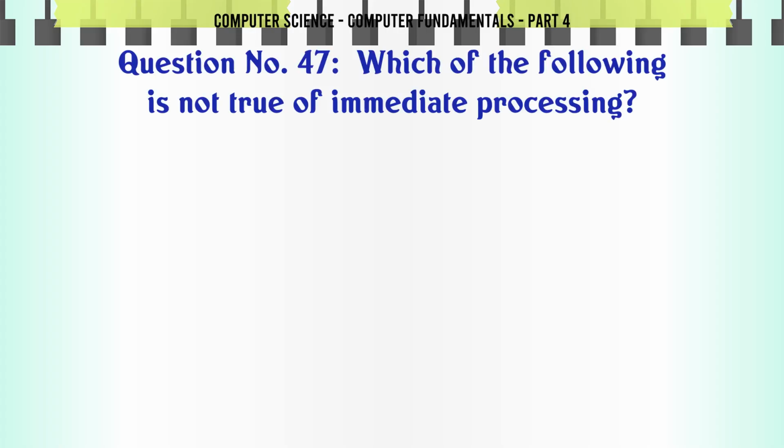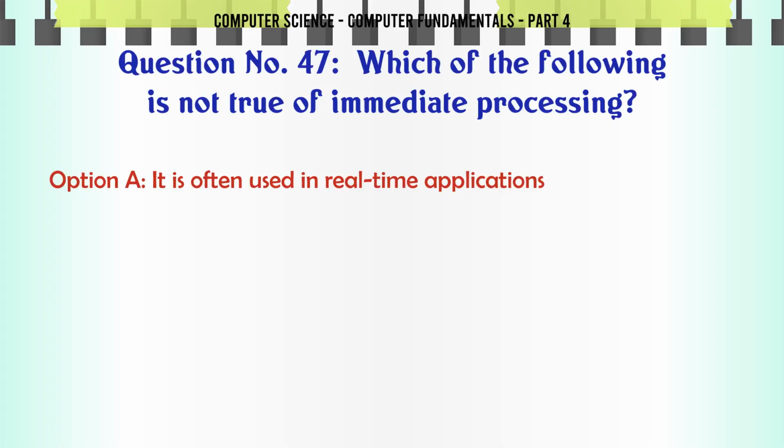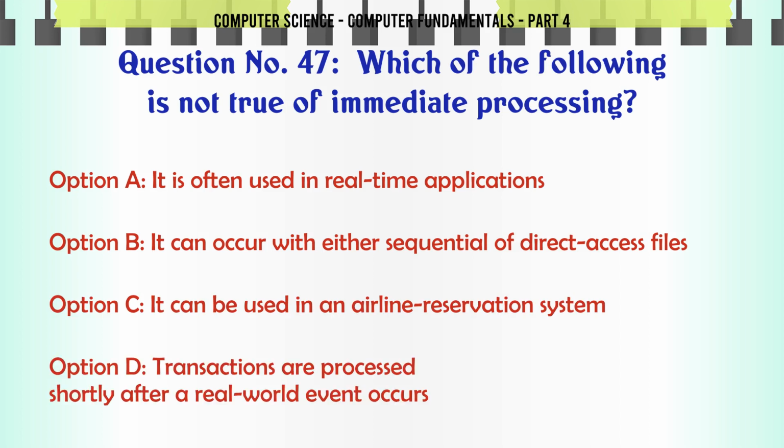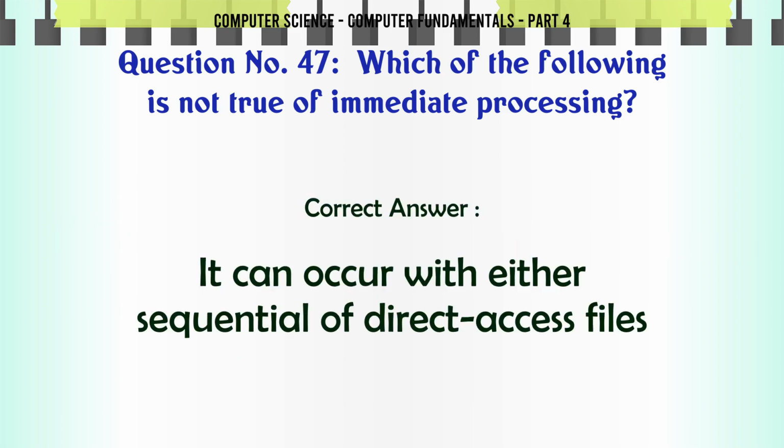Which of the following is not true of immediate processing? A. It is often used in real-time applications. B. It can occur with either sequential or direct access files. C. It can be used in an airline reservation system. D. Transactions are processed shortly after a real-world event occurs. The correct answer is it can occur with either sequential or direct access files.